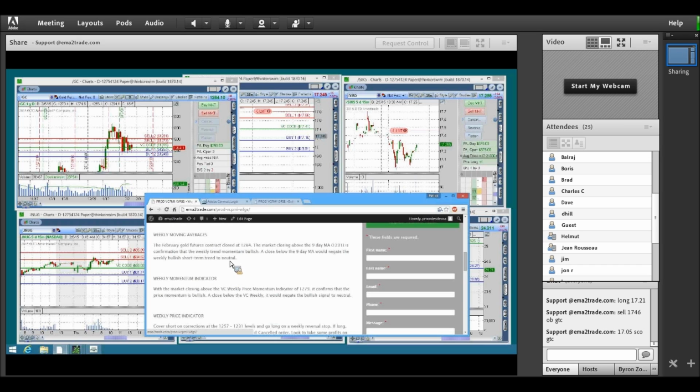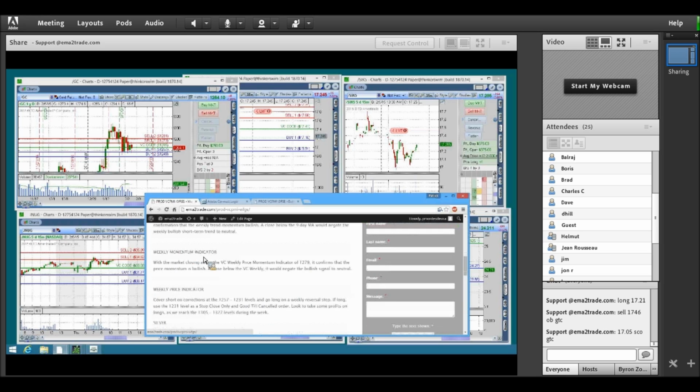And we use the 9-day moving average to be able to identify the trend momentum of the market. The weekly momentum indicator are the algorithms that we created that identifies for us the metrics, the midpoint of the week or the pivot point for the week that we use to trade and identify long or short positions in the gold market.